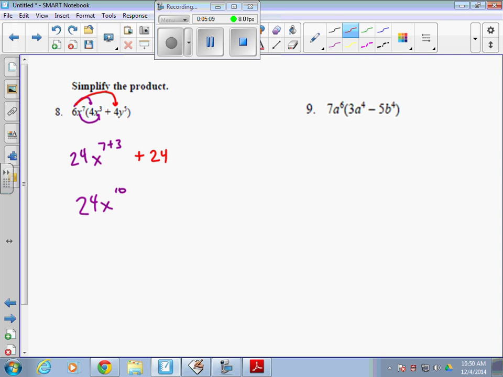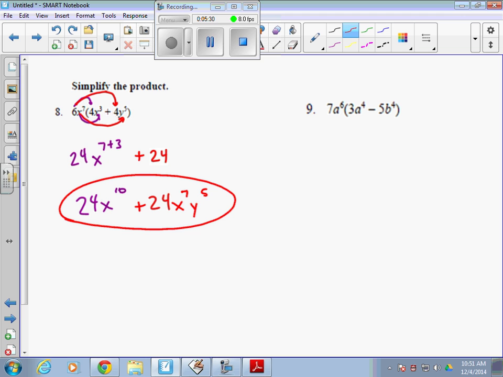And then notice what we have on the next one. It's x to the 7th times y to the 5th. Different bases. So it's simply 24 x to the 7th, y to the 5th. You do not add them up and get 12 right there. They're simply multiplying next to each other.